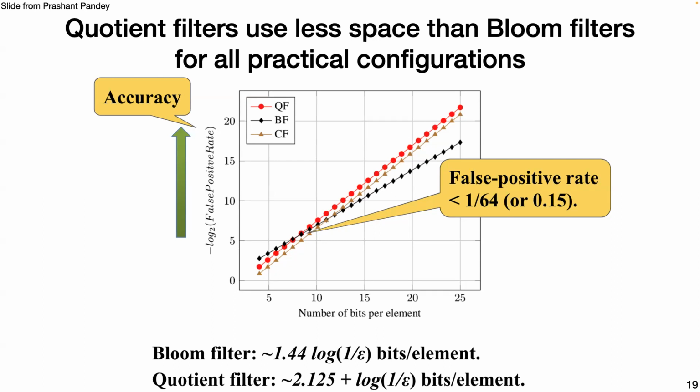And these are the bounds, I guess. You can analytically determine what the crossover is. And so you can see that as the number of bits per element increases, which will happen when the number of elements grows large, the quotient filter gets more accurate per bit.